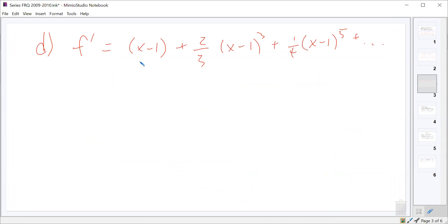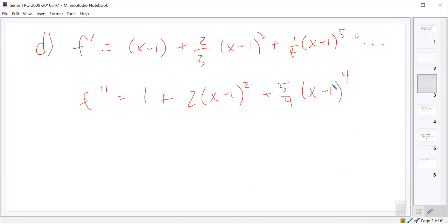And then we take our second derivative. What do we get? We get 1 plus, and then this one will become 2 times (x minus 1) squared. This one will become 5/4 of (x minus 1) to the 4th.